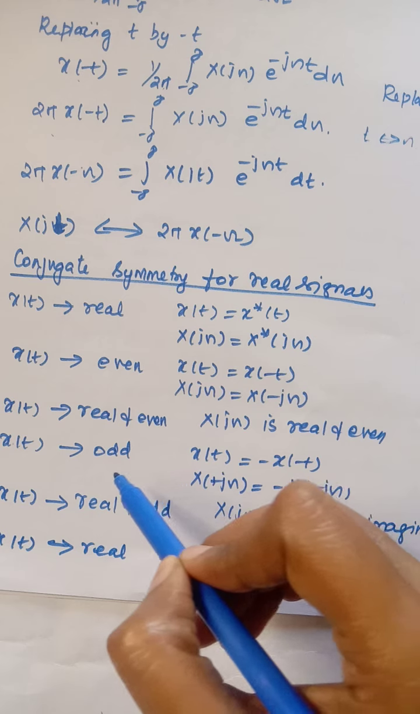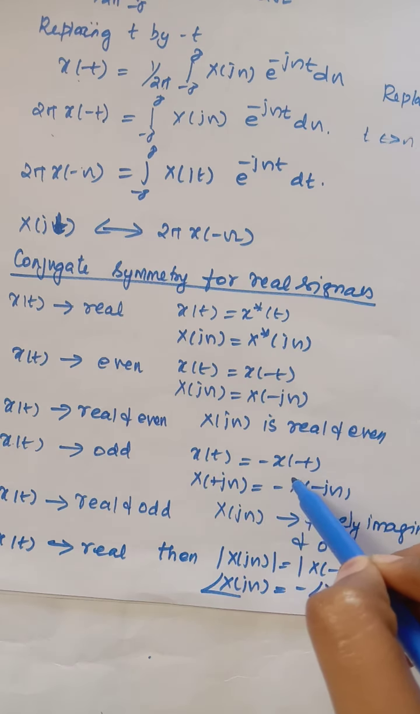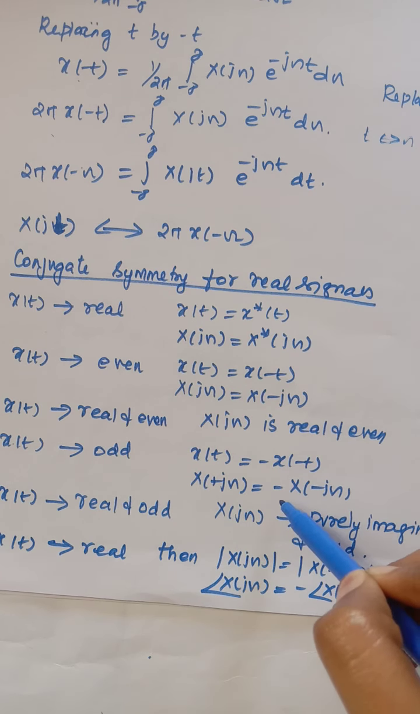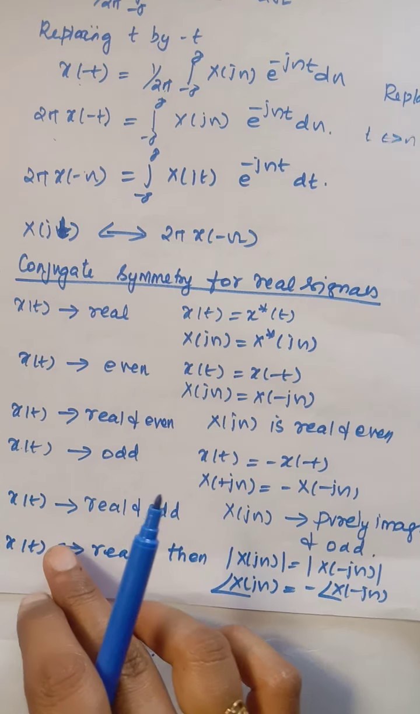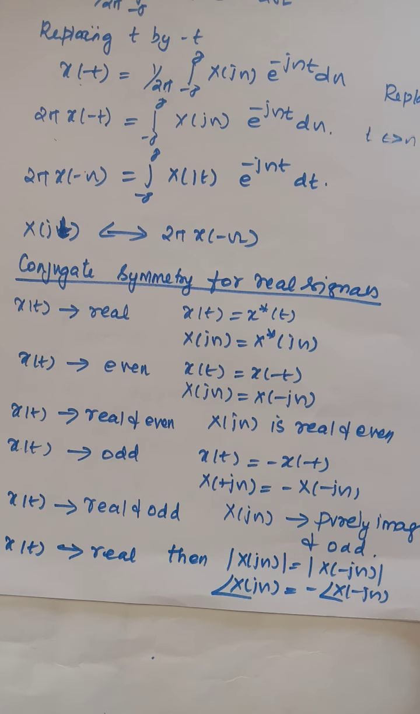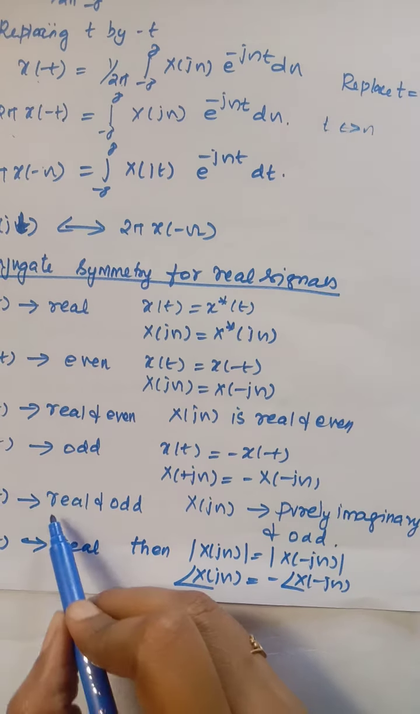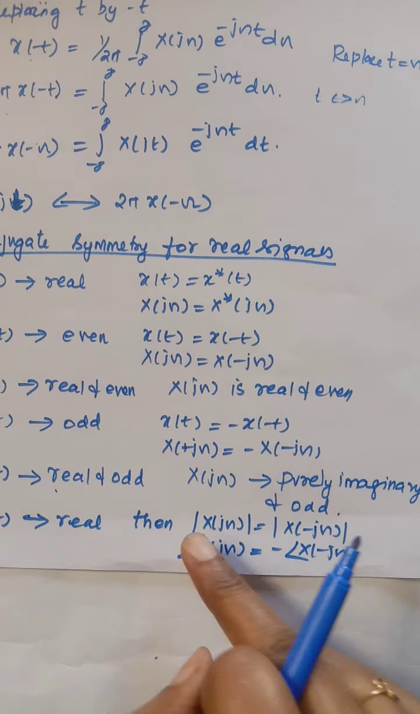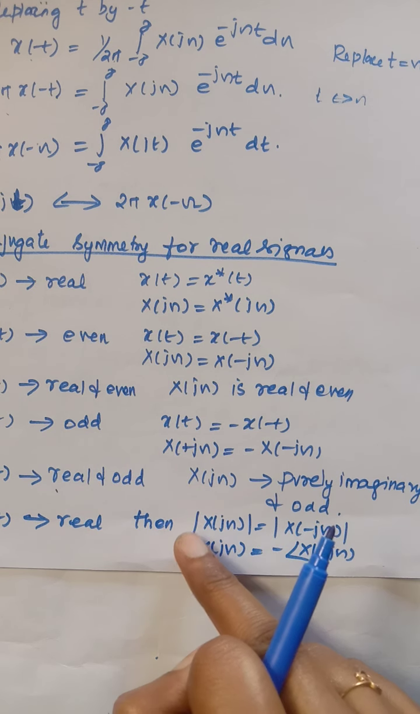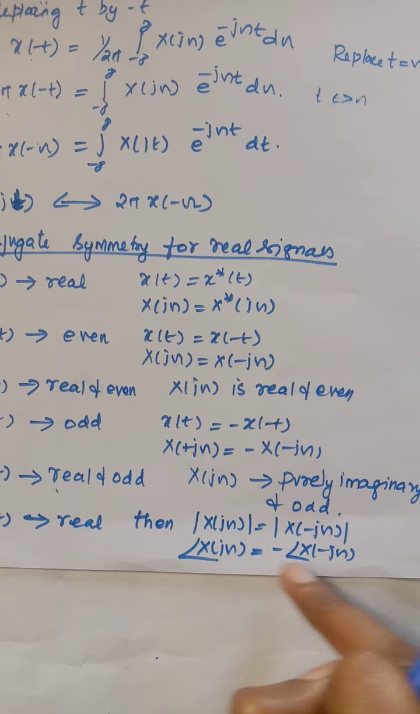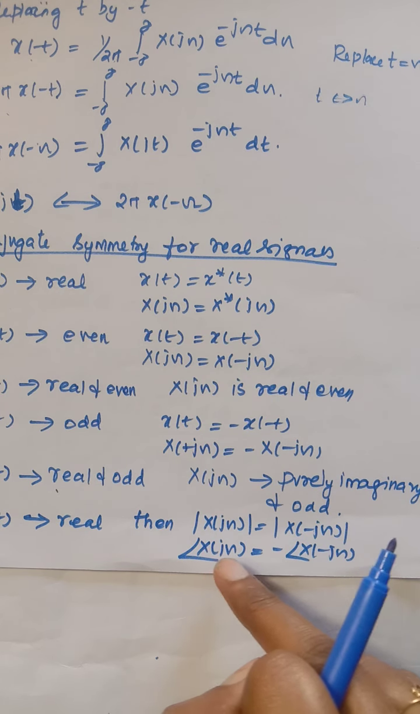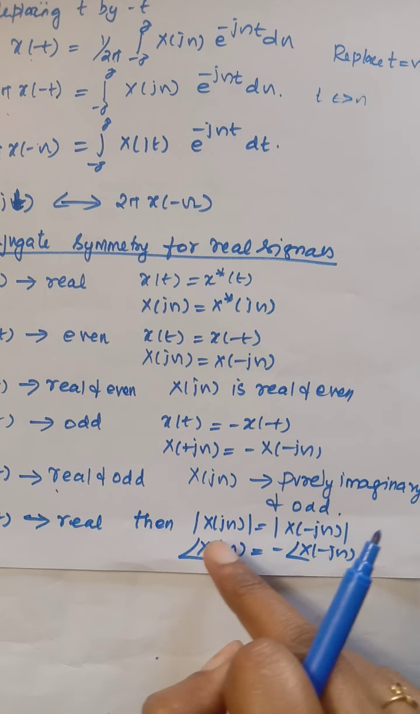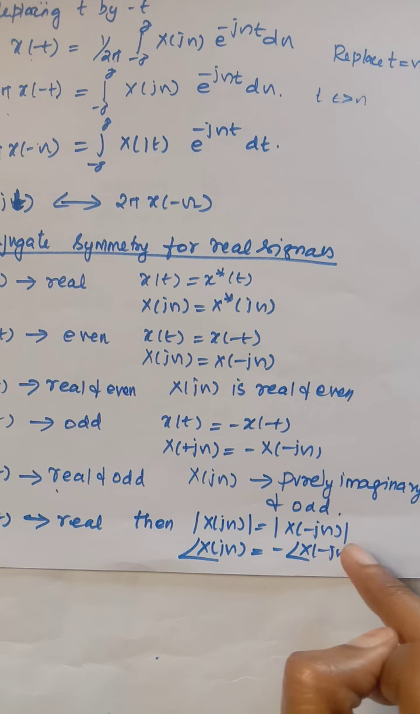Next case, x of t is an odd signal, so x of t is equal to minus x of minus t, and x of j ohm is equal to minus x of minus j ohm. The next case is x of t real and odd, then x of j ohm is purely imaginary and odd. Here it is not real, it becomes imaginary and odd. And if x of t is real, then the angles are reversed, that is, angle of x of j ohm is equal to minus angle of x of minus j ohm, and the magnitudes are the same: magnitude of x of j ohm is equal to magnitude of x of minus j ohm.